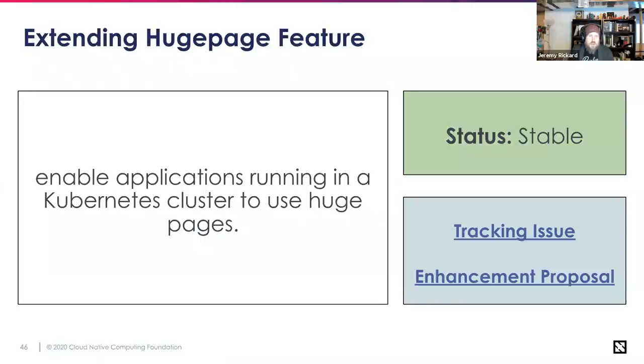This one is actually a change to a feature that's been stable for a little while. Huge pages is a feature that I haven't really used, but for clusters that are using a lot of data, this one allows you to make some changes to use the feature a little bit more efficiently. Again, you can find more information in the tracking issue and the enhancement proposal.